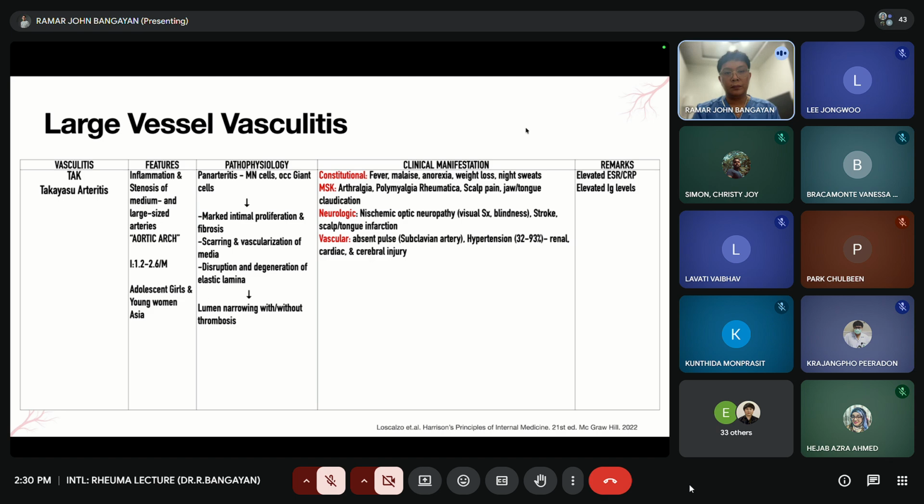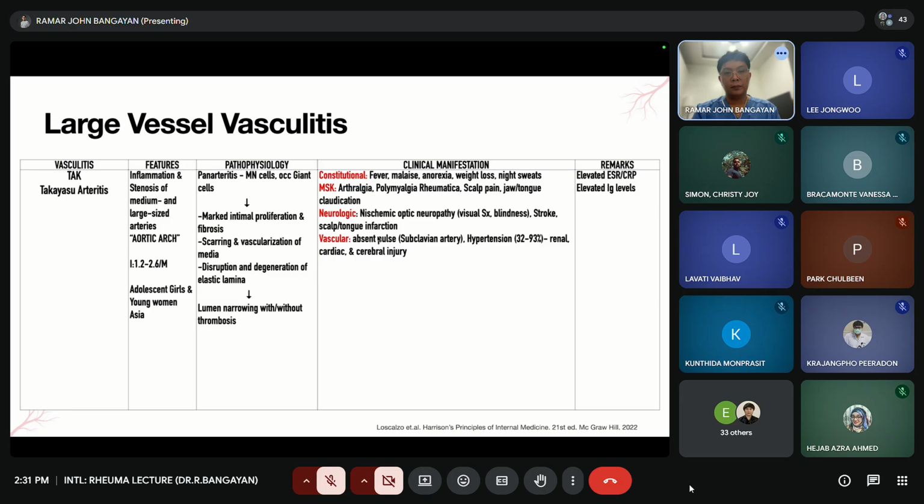All right, so these are your constitutional symptoms. The most common would be ischemic. This is ischemic optic neuropathy, stroke, or even scalp and tongue infarction. Okay, so once you see patients with ischemia and they are young female, check Takayasu arteritis.